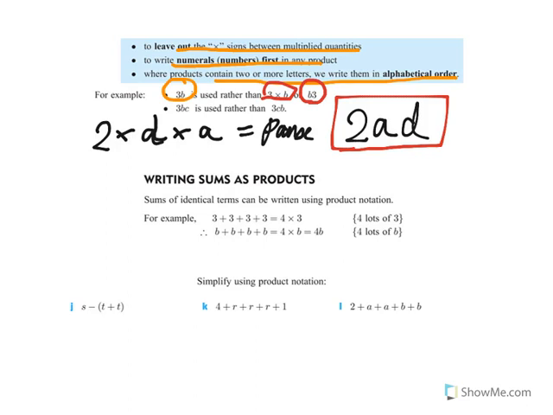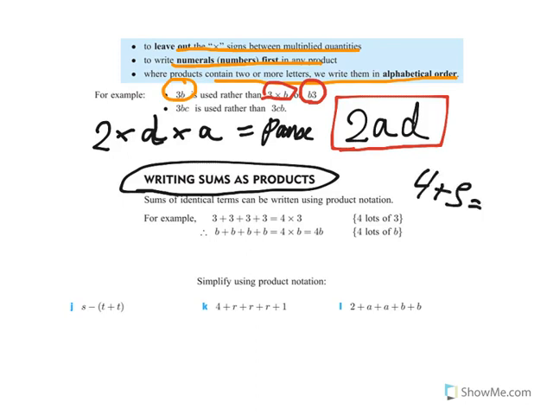Second element is to write sums as products. Sums are when you add something together, like the sum of 4 plus 5 would be 9. That's the sum of 4 plus 5. Here, the sum of 3 plus 3 plus 3 plus 3 equals 4 times 3. Okay? The sum of b plus b plus b plus b is the same as 4 times b, which equals 4b.